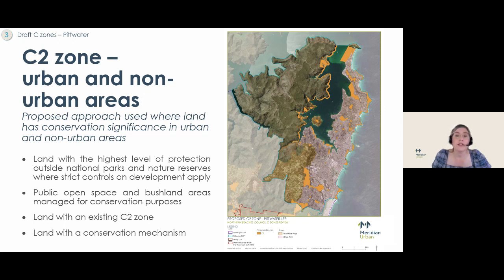The map on the right shows that most of the C2 zone across Pittwater includes land currently included in an existing C2 zone. This includes the existing C2 zone that extends along waterways, along the western foreshore areas, as well as across the Pittwater Peninsula and around Narrabeen Lagoon.